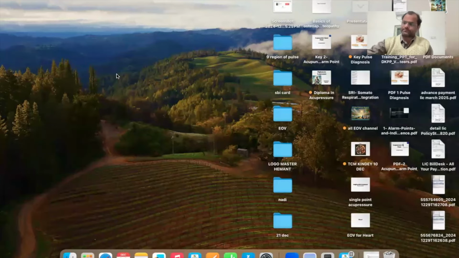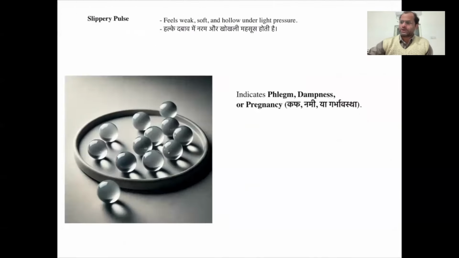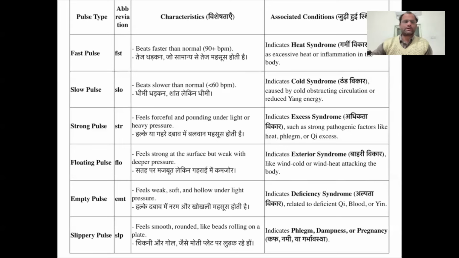So now, the third pulse, that is the strong pulse. Now what kind of pulse is the third pulse? That is a strong pulse. That is jumping and hitting your finger back.